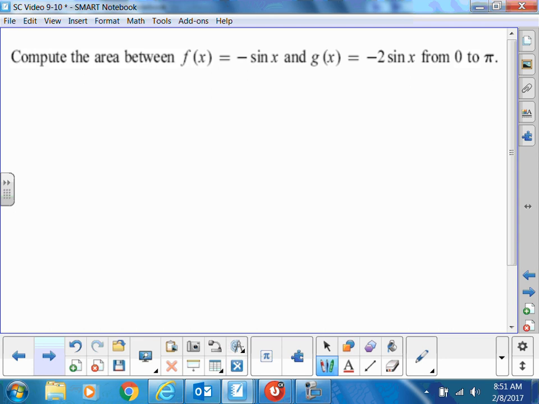All right, next one we will actually go through and solve the whole thing. So we want to compute the area between f of x and g of x, where f of x is minus sine x and g of x is -2 sine x. And we'll do that from 0 to pi.